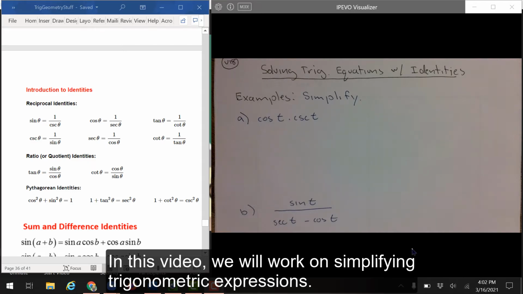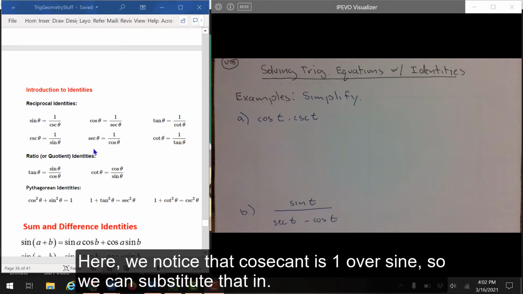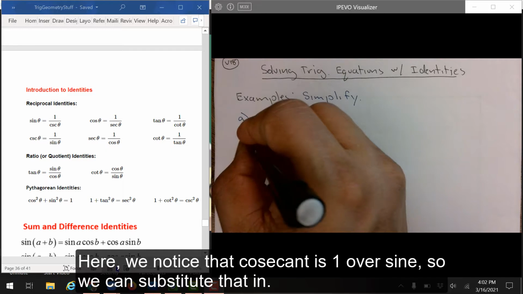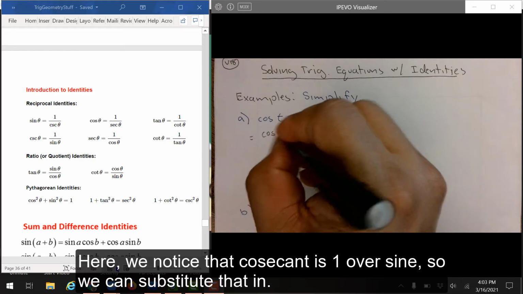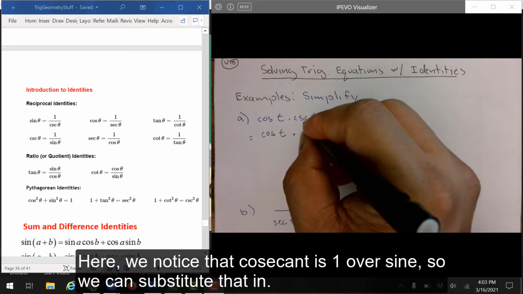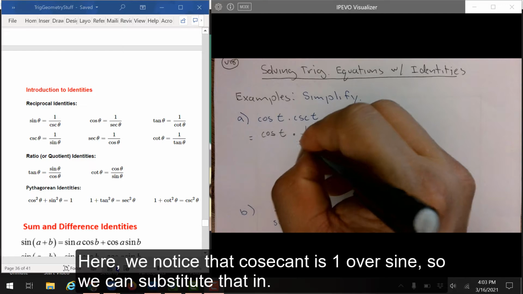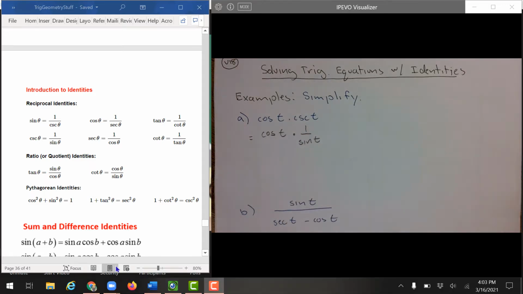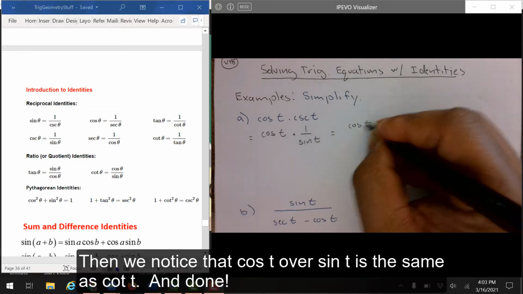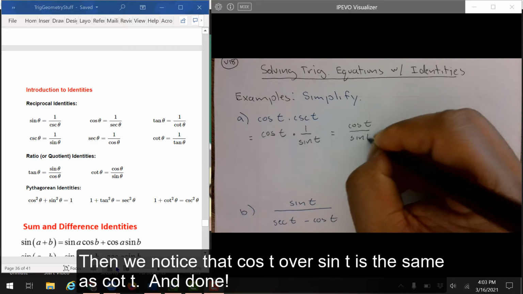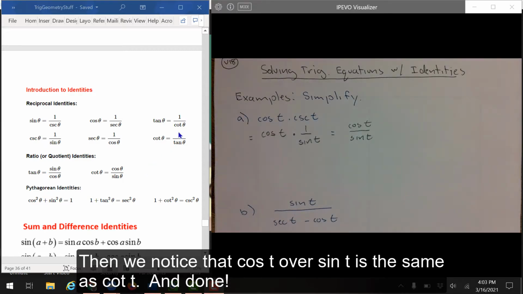In this video, we will work on simplifying trigonometric expressions. Here, we notice that cosecant is 1 over sine, so we can substitute that in. Then we notice that cosine t over sine t is the same as cotangent t. And done.